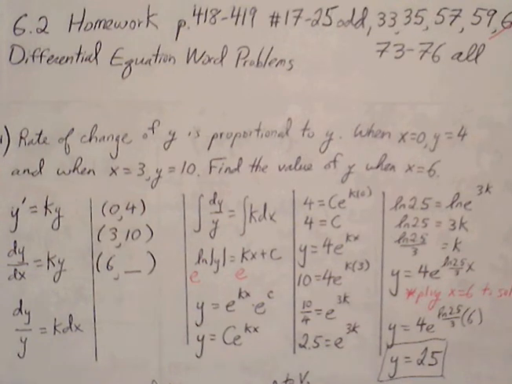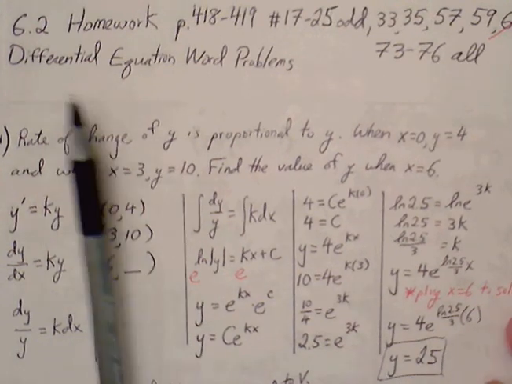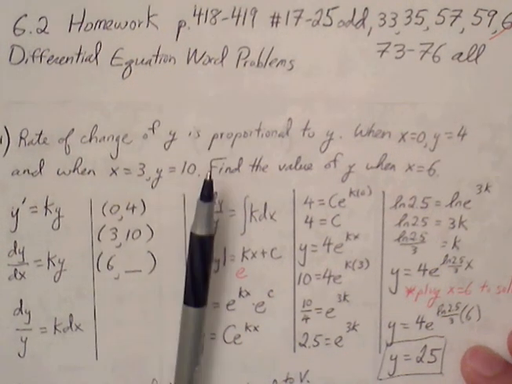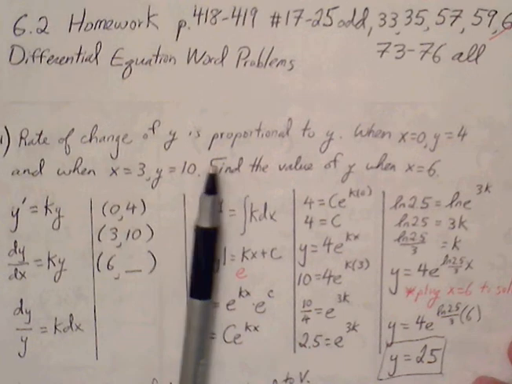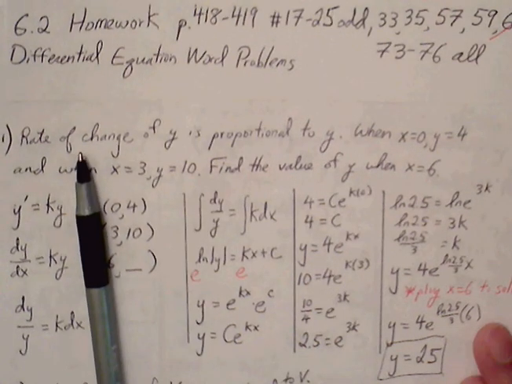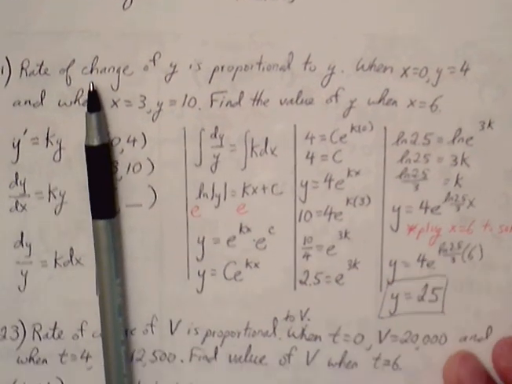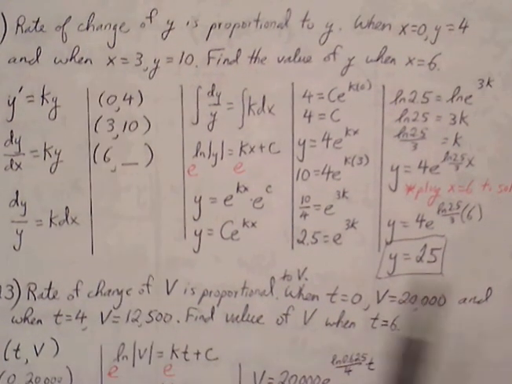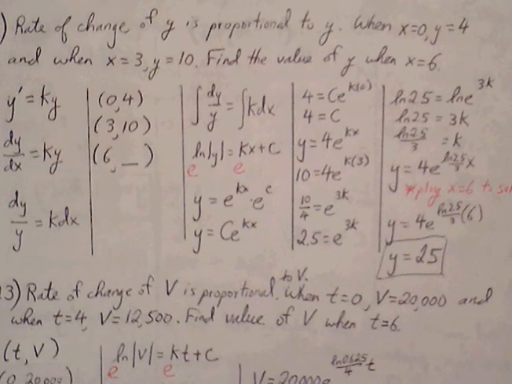Let's look at some homework problems from chapter 6.2, and these are all going to be differential equation word problems. Okay, let's start with 21. Rate of change of y is proportional to y. When x equals 0, y equals 4. When x equals 3, y is 10. Find the value of y when x equals 6.